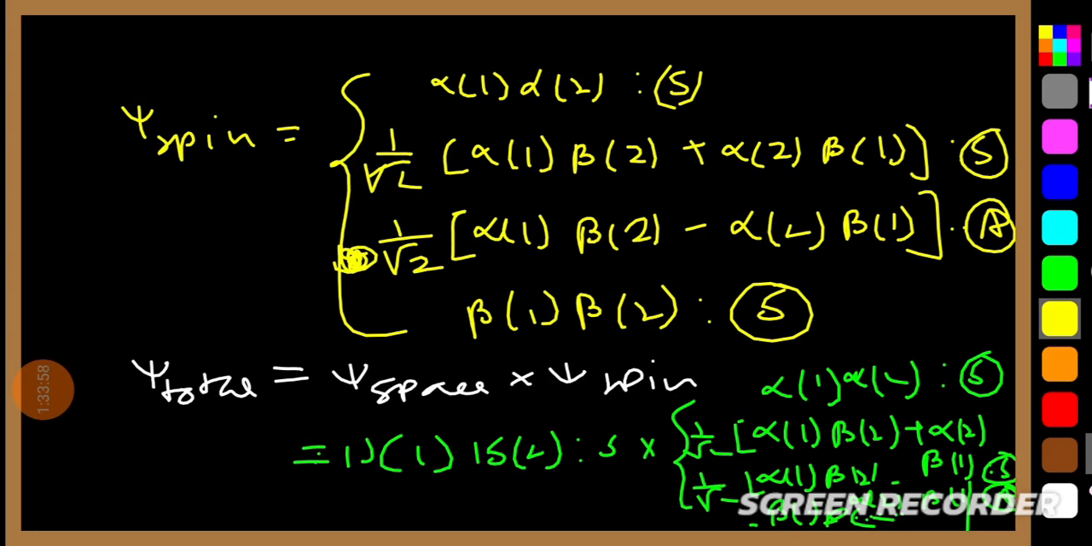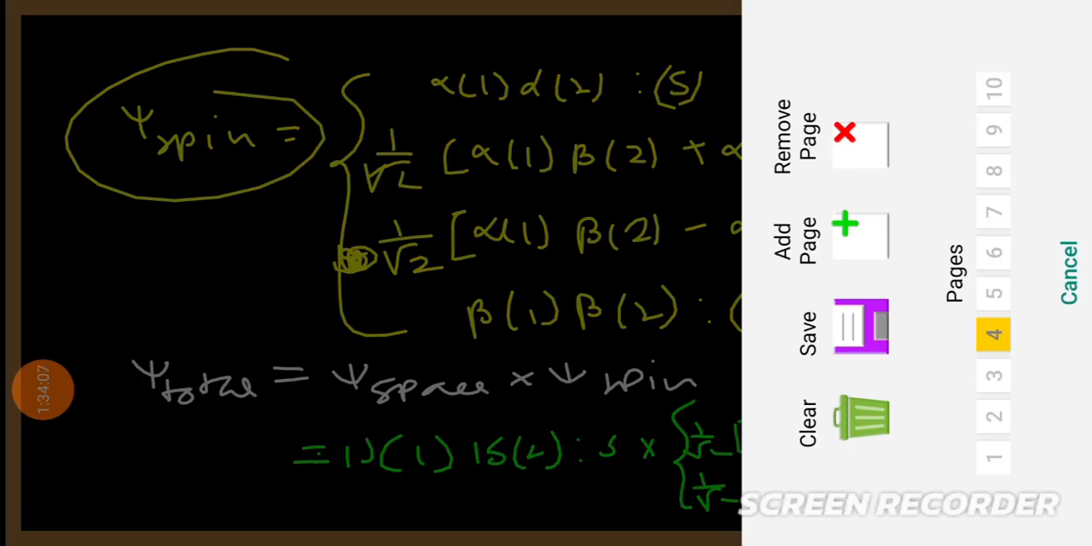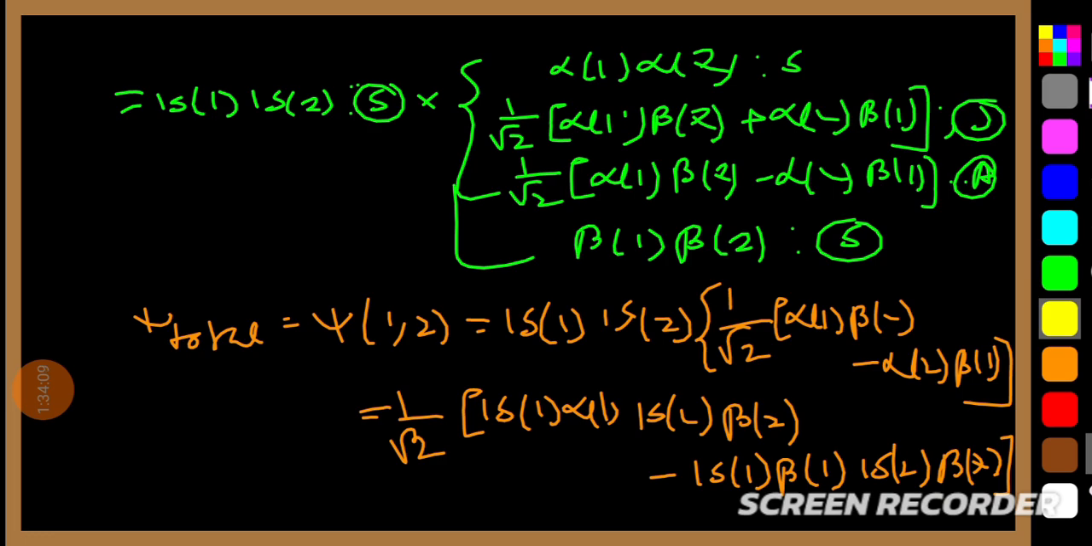Now psi total means what? Psi space into psi spin. So this is psi spin, and psi space, that is 1s1 1s2. To get this interchanging, that is almost the same thing. So the psi total is this term, that is 1s1 1s2 within a third bracket 1/√2 alpha 1 beta 2 minus alpha 2 beta 1. You can also write that as 1/√2 within third bracket 1s1 alpha 1 1s2 beta 2 minus 1s1 beta 1 1s2 alpha 2. This is important.